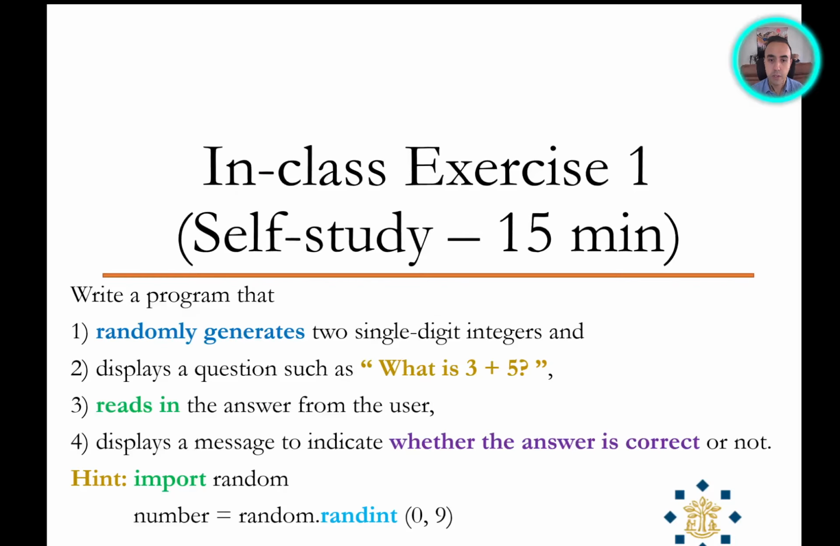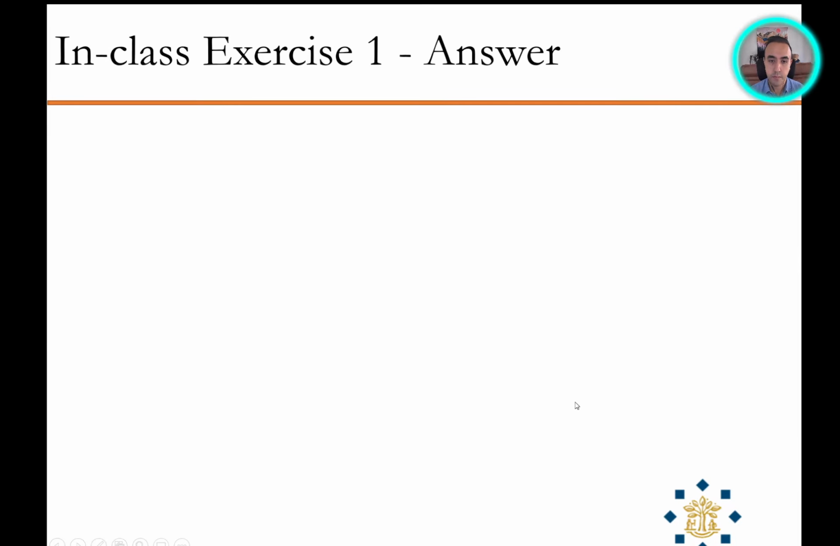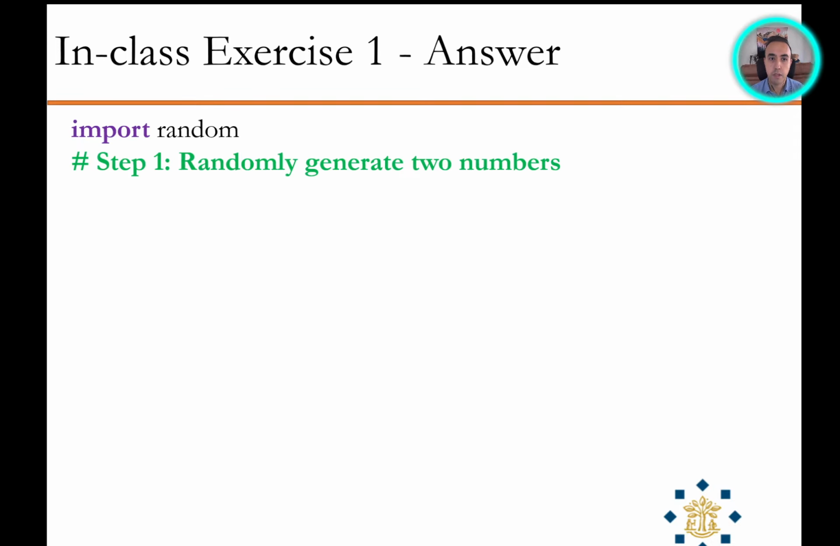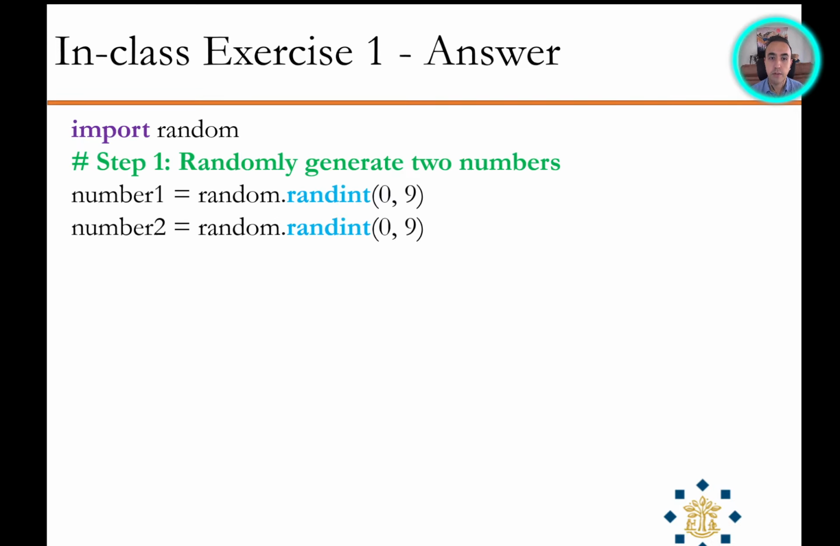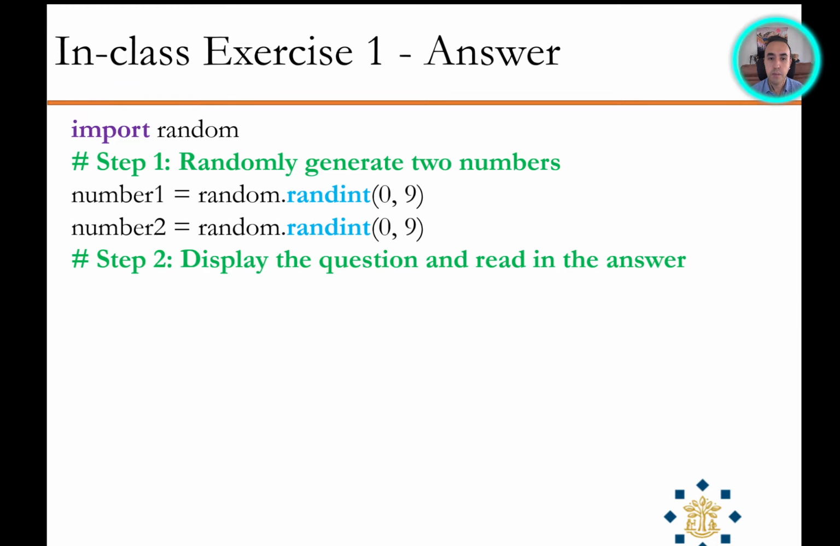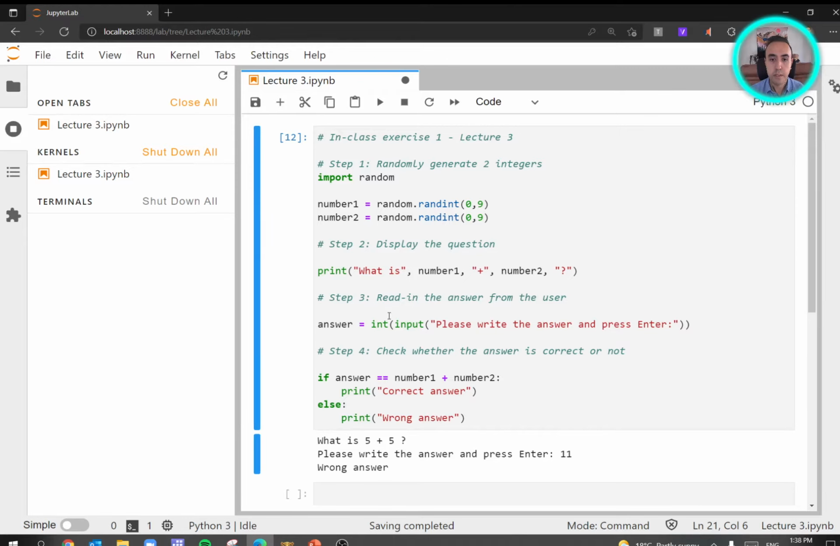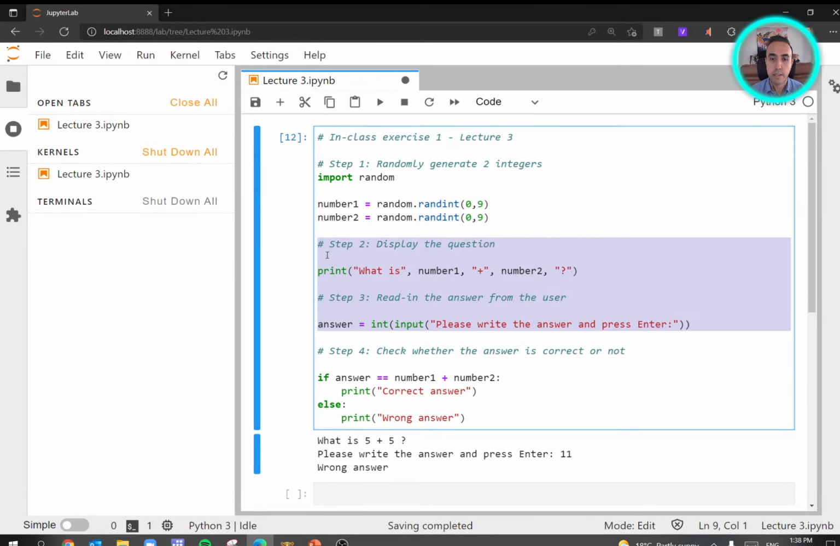All right. So that was it. Let's check the answer one more time. So we imported random, and then we randomly generated two numbers. Okay, so as I said, you could do step 2 and step 3 in a single step. How can we do it? So you can basically copy and paste this one into here.